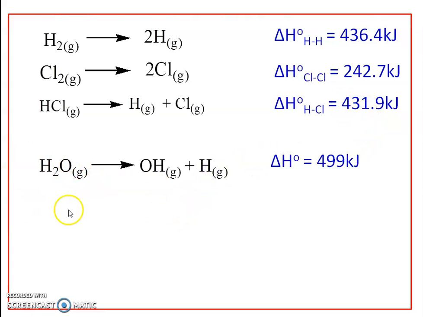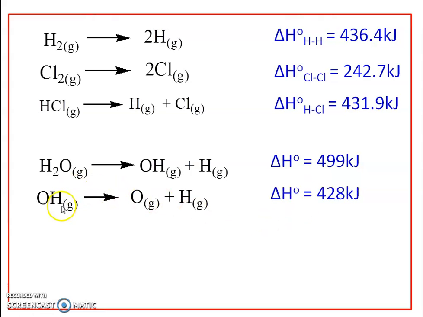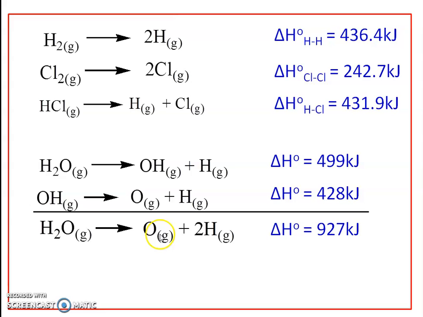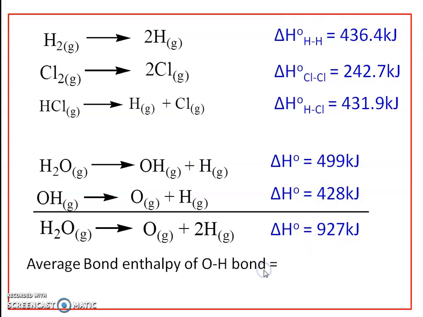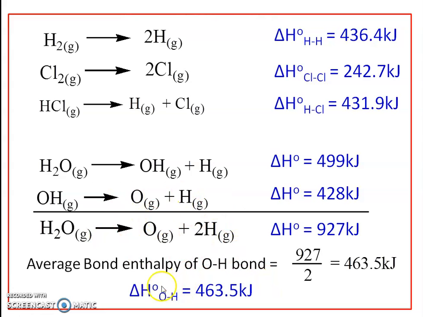But water is a polyatomic molecule. Bond breaking takes place in 2 steps. In the first step, energy required is 499 kilojoule. In the second step, energy required will be 428 kilojoule. But the actual bond enthalpy is the average of these 2 values. The sum of these 2 values is 927, and when we take the average, 927 by 2, it is equal to 463.5 kilojoule, and therefore the average bond enthalpy for the OH bond in water is 463.5 kilojoule.